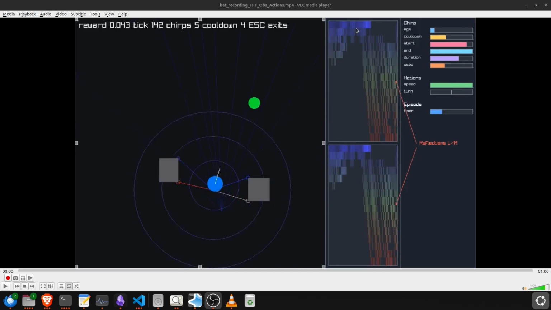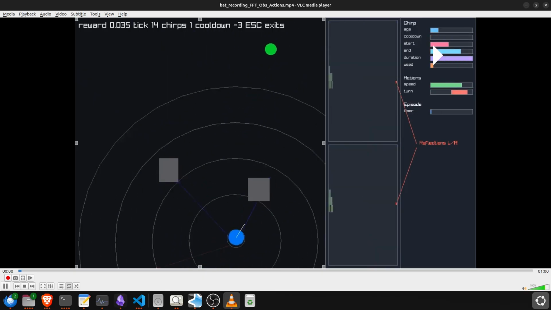The only other observation it gets is literally the FFT of the reflections. There are, I think, 16 frequency bins per ear. The ears are spaced apart, so they get the sound at a slightly different time. And the ears have sensitivity to direction. Forward they both hear well, and to their own side they hear well, and behind themselves they don't hear very well. And that's it. It just literally one-shot this.